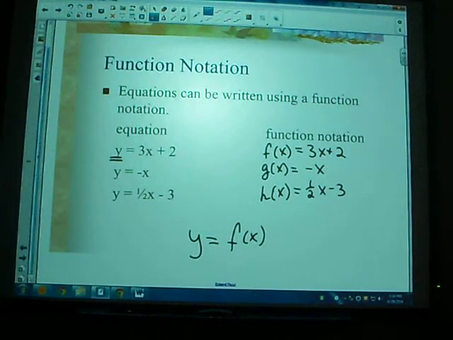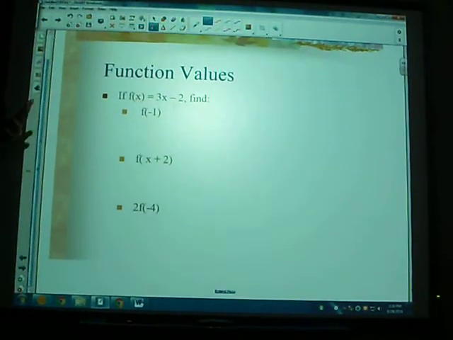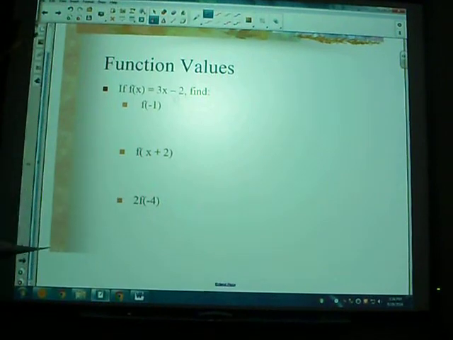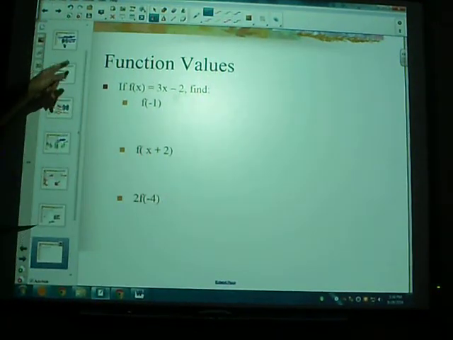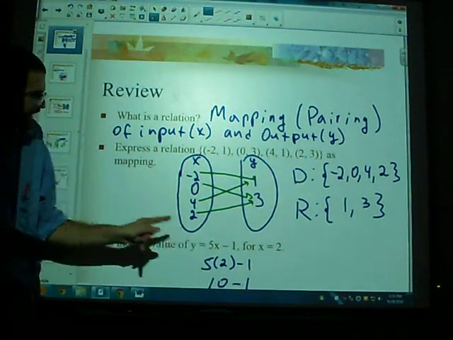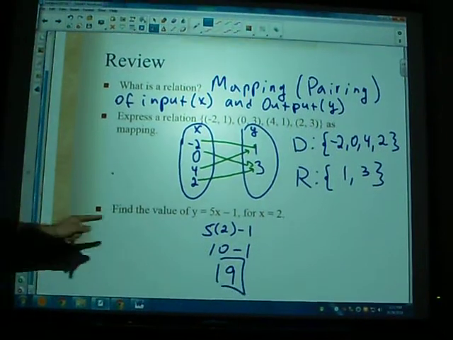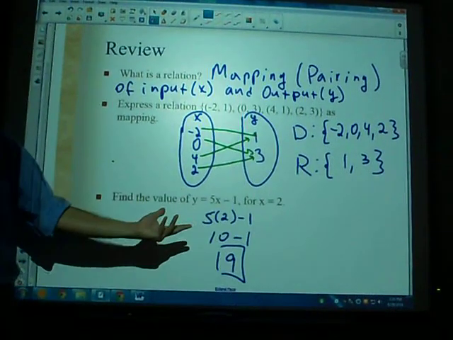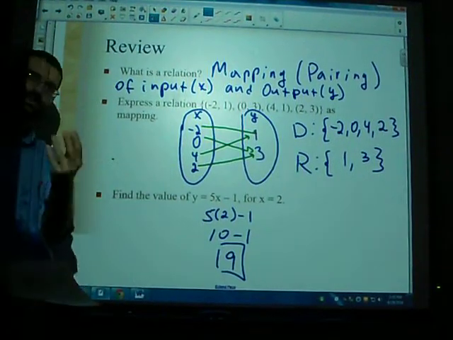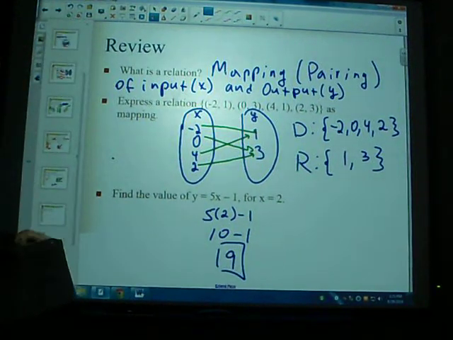Now why is this notation important? This notation is important so we can eliminate language. In the beginning of the class, in the review, we had this question: find the value of y equals 5x minus 1 for x equals 2. That's a perfectly legitimate question. However, we can write this question using just mathematical notation, using this function notation.